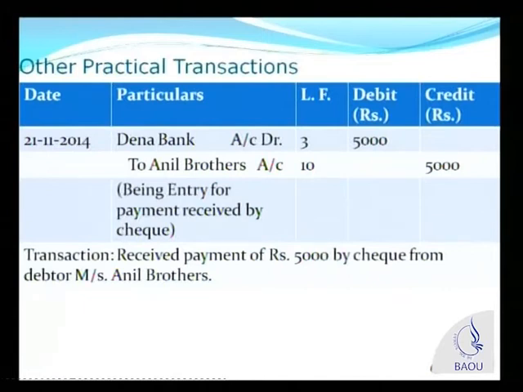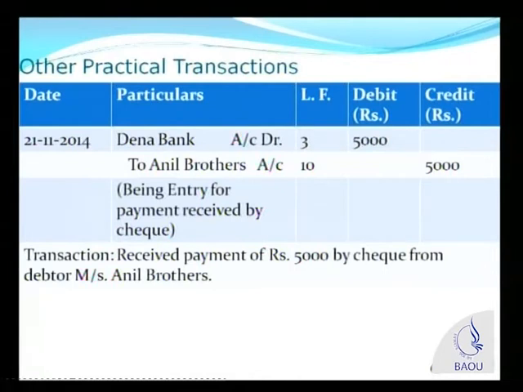Received payment of rupees 5,000 by cheque from debtor Messrs. Anil Brothers. You might have sold goods on credit to Anil Brothers earlier. Now this Anil Brothers, who may be your debtor, is paying you some money. He may pay you the full amount which is due, or he may pay you in part. But as and when the money is received from a debtor, or we are collecting some money against the receivables, the person who was liable to pay, namely Anil Brothers, is a personal account.